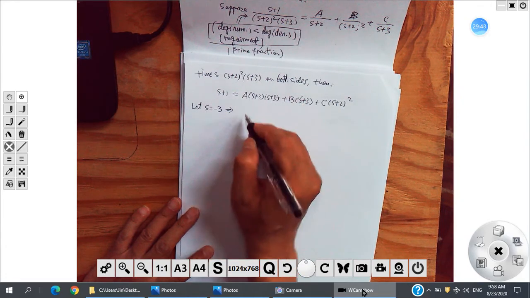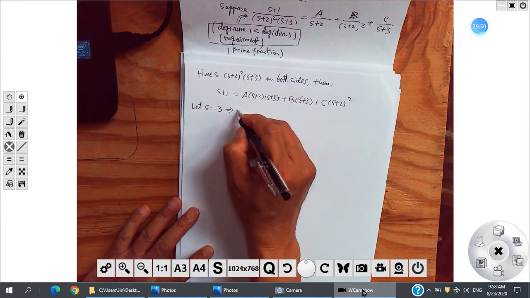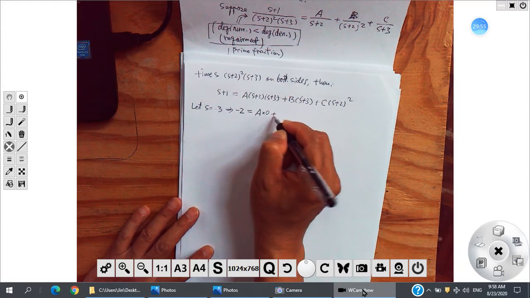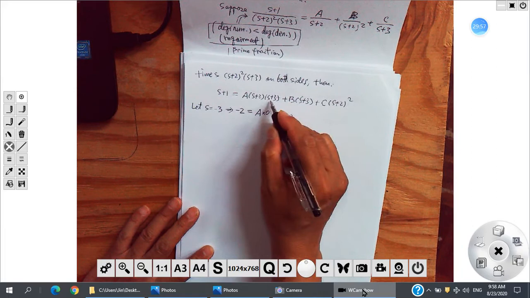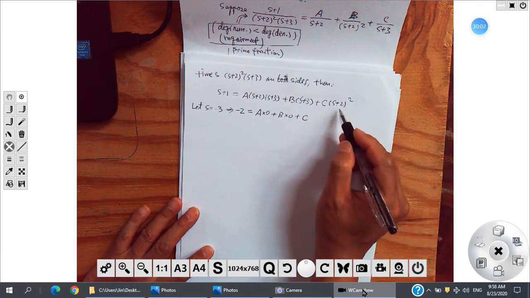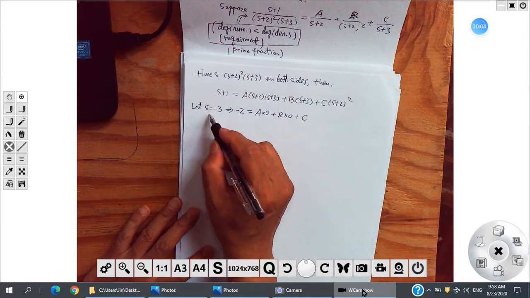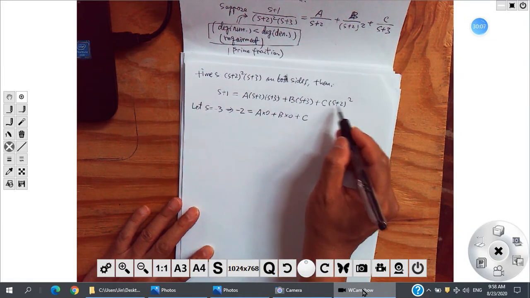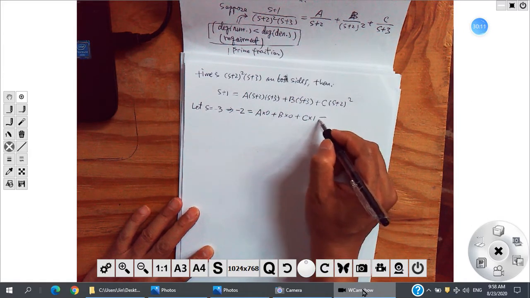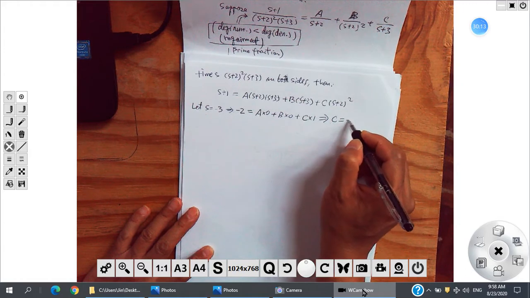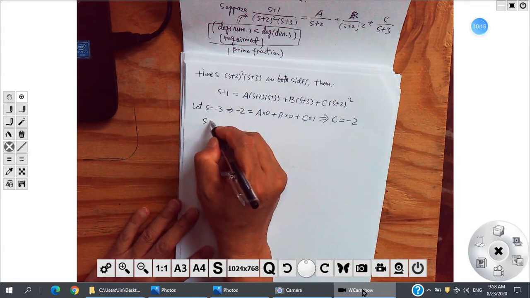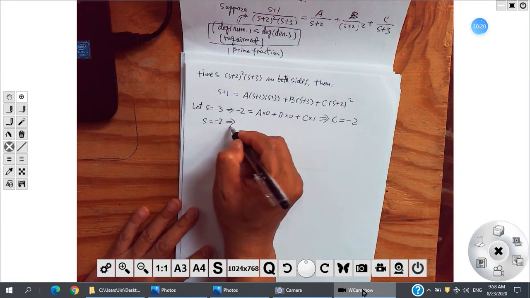And this side is negative 3 plus 1, so this is negative 2, equal to A times 0 plus B times 0, right? We have s plus 3 there. And plus C times negative 3 plus 2 squared, so this is 1. Okay, we got C. C is negative 2. And similarly, I use negative 2 now.